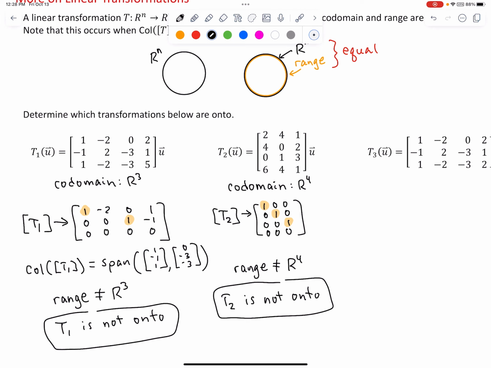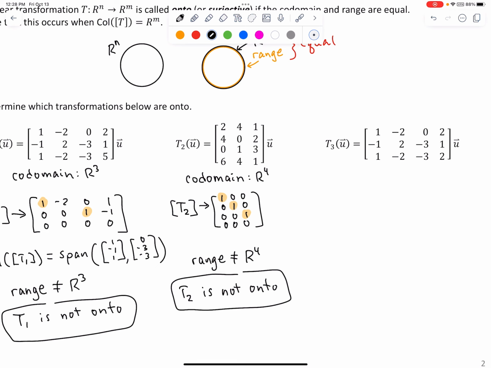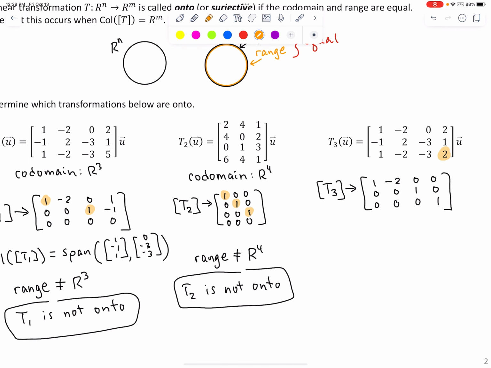Let's look at the third transformation on this page. Putting its standard matrix into reduced row echelon form, we get, well, first of all, notice that this standard matrix is very similar to T1's standard matrix with just one difference. This position right here is different from this 5 in T1. Otherwise, they're the identical matrices.